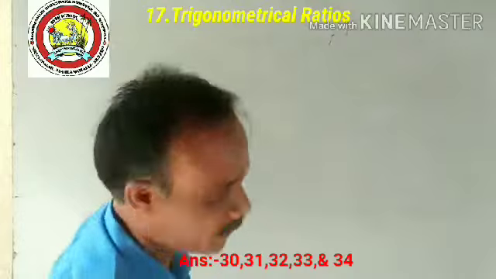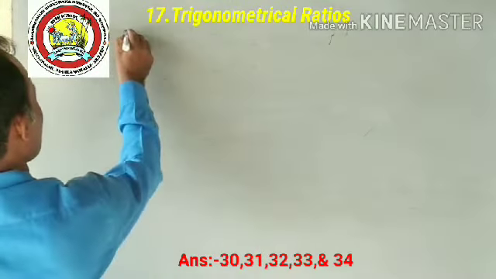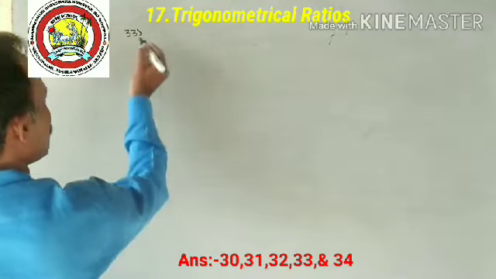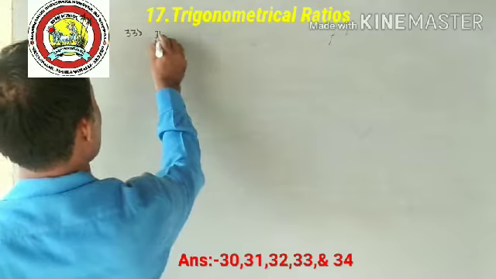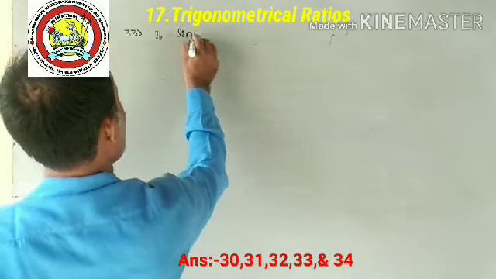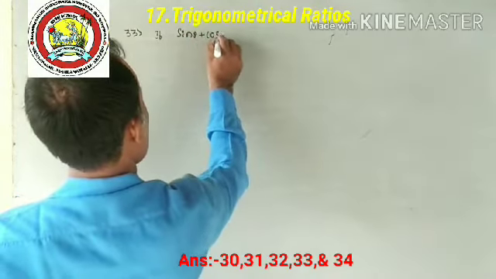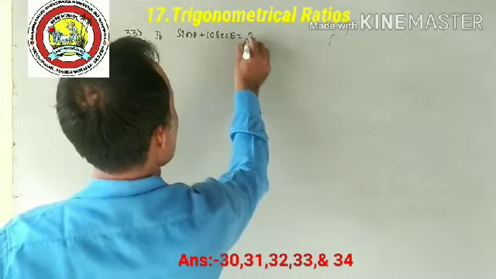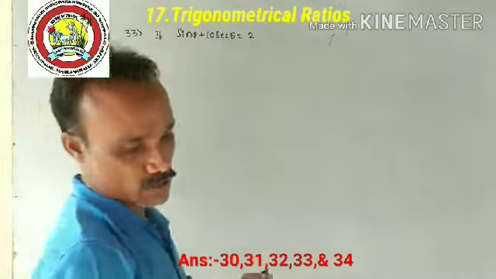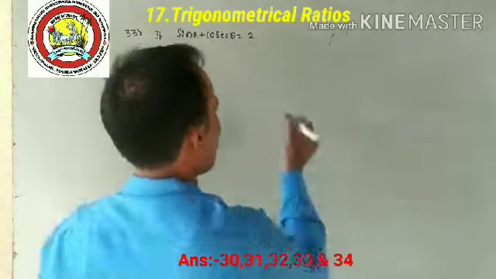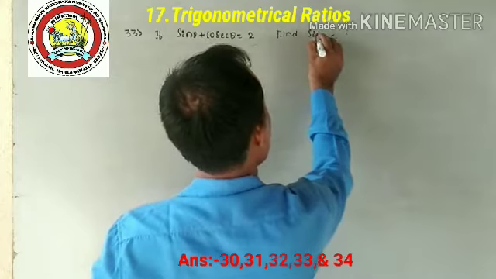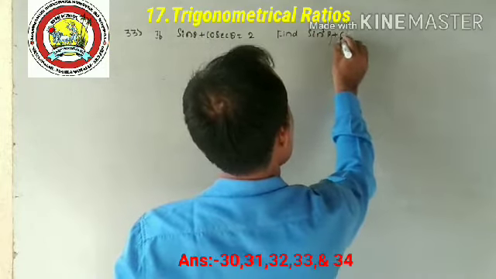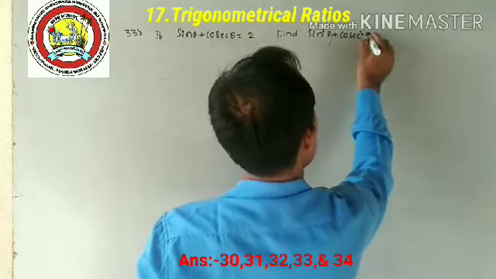Question number 33. If sin theta plus cosec theta is equal to 2, find sin square theta plus cosecant square theta.